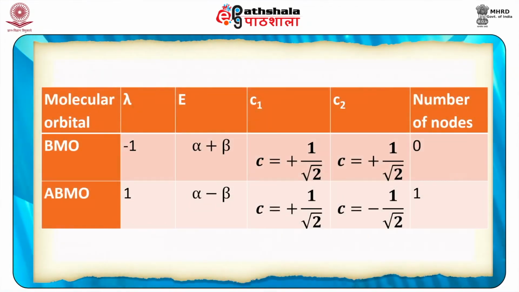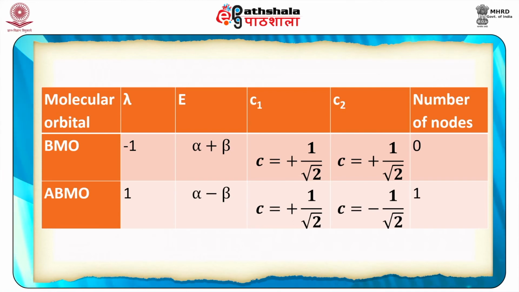As you can see from this table, for the bonding molecular orbital, lambda was equal to -1 and the corresponding energy of the pi molecular orbital is alpha plus beta, and the corresponding values of C1 and C2 both are equal to 1 upon under root 2, and there is no node. That means, as you can see, there is no node in this. Both are having a positive coefficient C1 and C2.